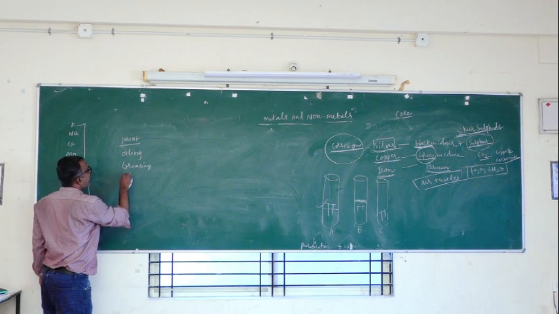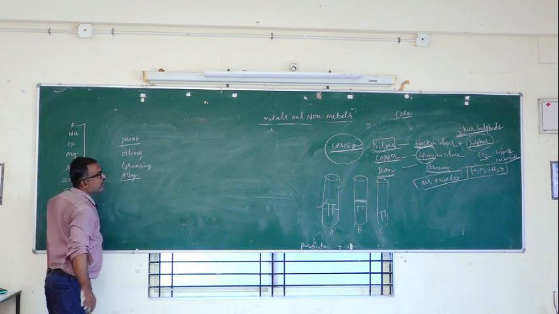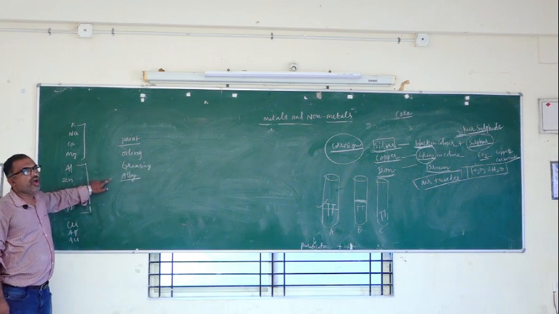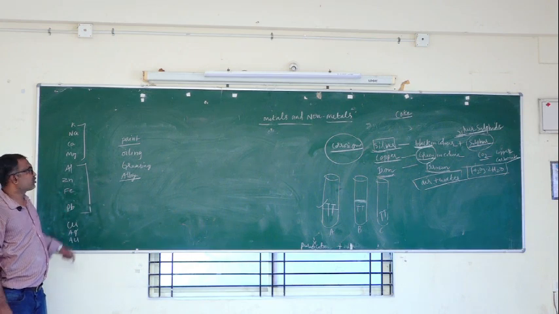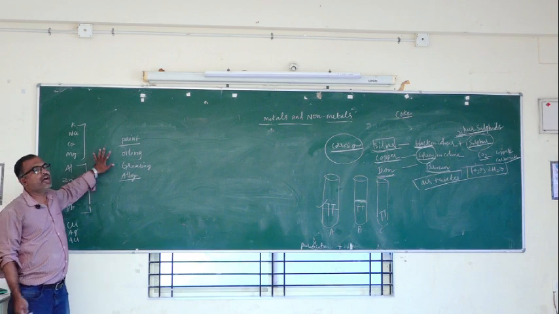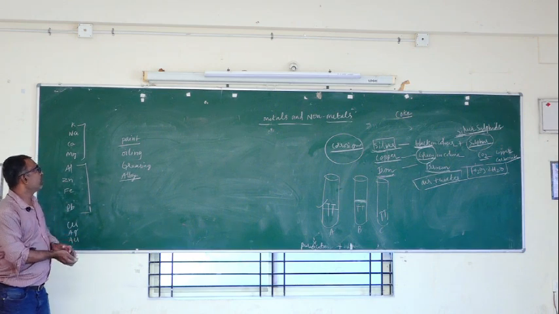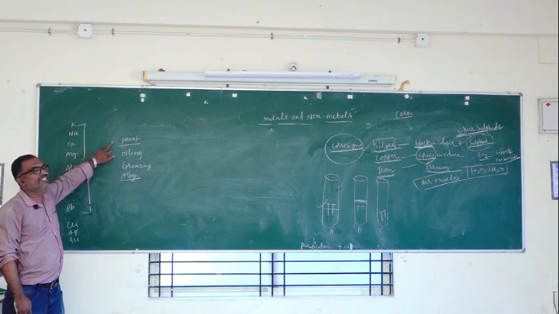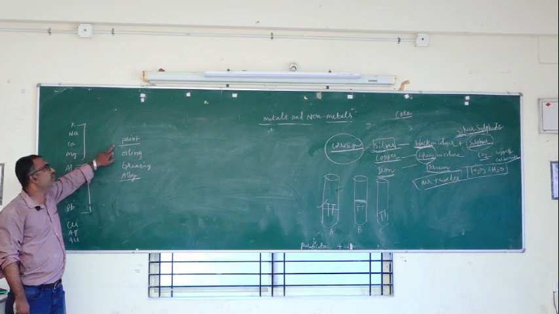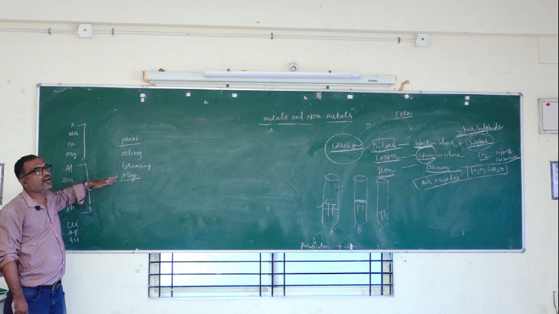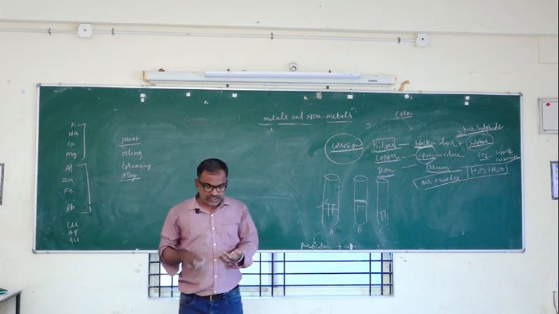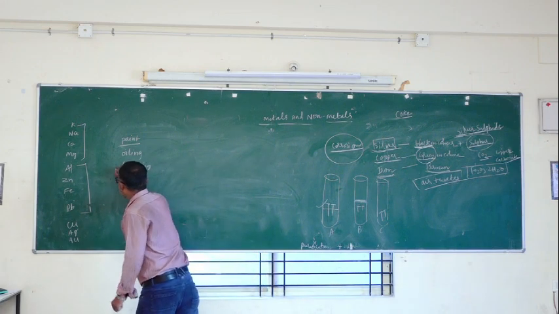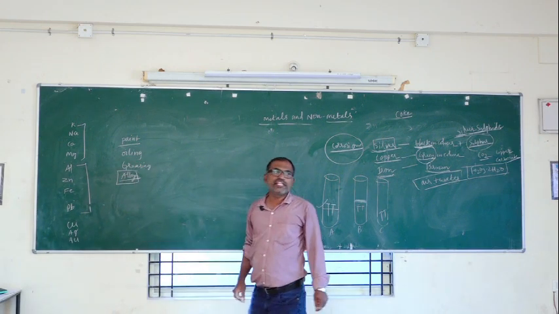Then, a very important one, alloy. Make them into alloy. We can also prevent corrosion by the galvanizing method. Especially, generally we do painting to prevent the rusting of iron, or oiling or greasing or alloying. By these methods, we can prevent corrosion. Out of these, in our book, they have given alloy. What is meant by alloy?